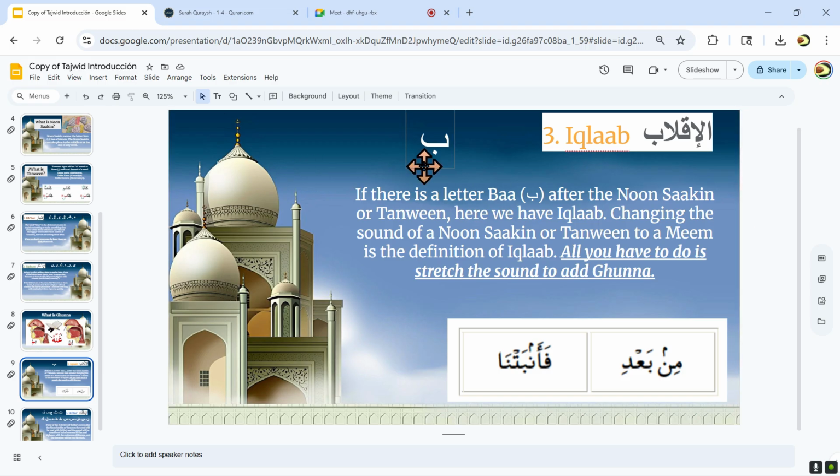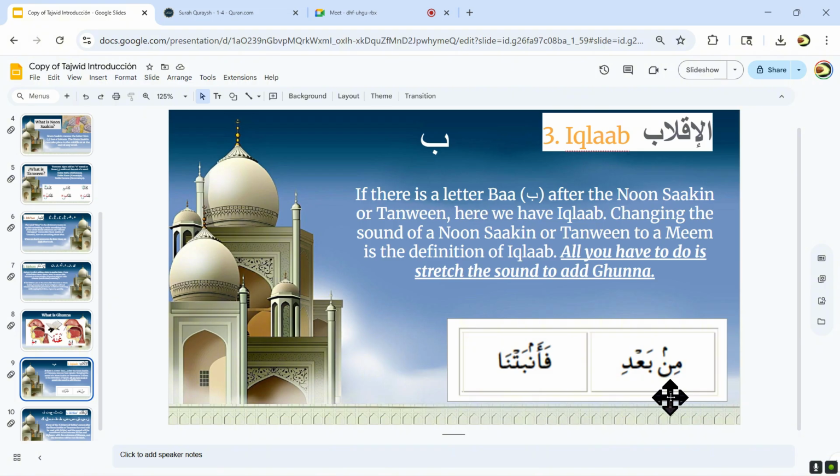All right. The third rule is called Iqlaab. And Iqlaab is whenever we find the letter ba. So it's only one letter, which is the letter ba. And whenever we find a noon Saakin or Tanween before the ba, we're going to turn the noon into a meem. So we're completely changing that letter into a meem. Wow. So no more noon, it turns into meem.